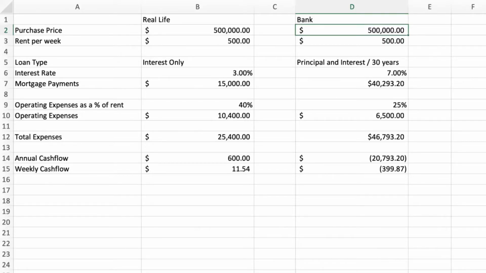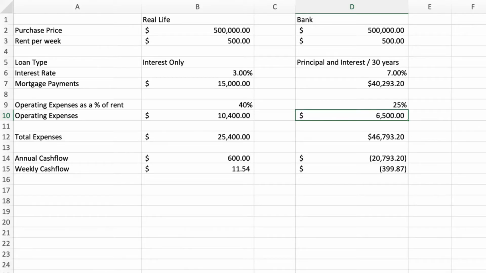Now, let's look at it as if a bank were. So they take the $500,000 property and the $500 a week, and with the rent, they discount it by 25%. So their expenses that they factor in are less than mine because they just look at rates and insurance. They're not looking at things like vacancy and maintenance and accounting, for example. So their operating expenses are $6,500, but the mortgage is much higher because they work on a principal and interest loan. They work on a 7% test rate, for example.